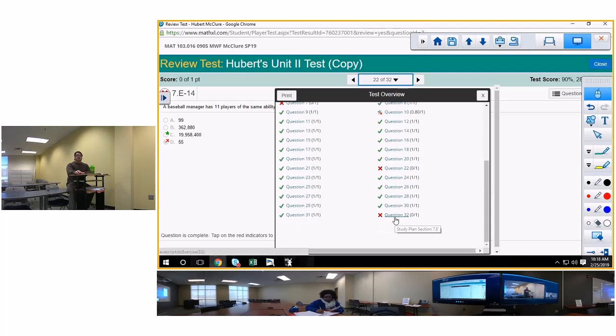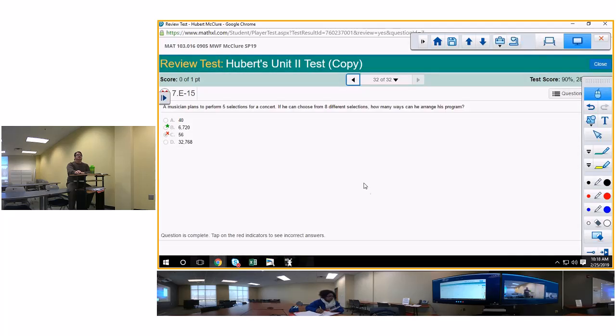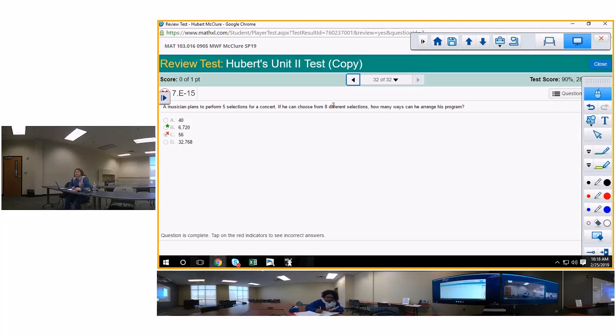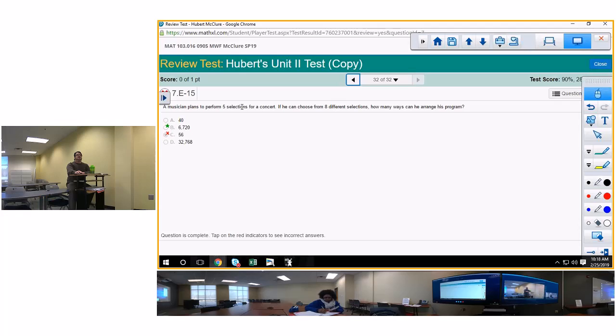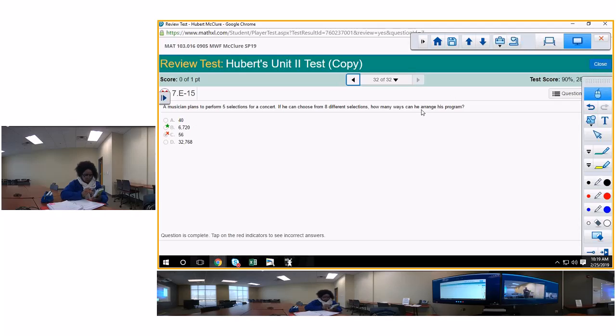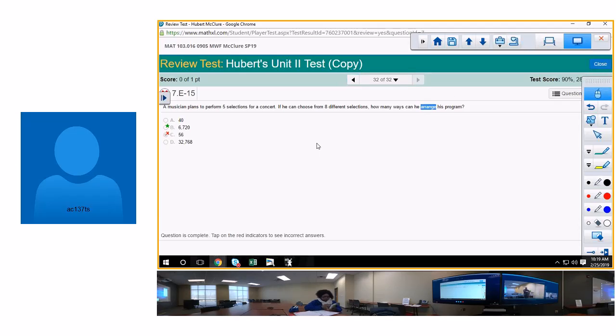We missed the last one? Probably the same reason. Yeah, it says 8 different selections. I'm playing 5 selections. But it doesn't say... now I disagree with that one. Where does it say order here? Unless he's using the word arrange. I don't see anything about order. It doesn't say the first 5, does it? I disagree with that one. I own up to the other 2. But I disagree with this one.